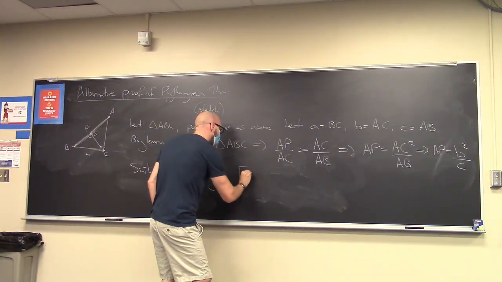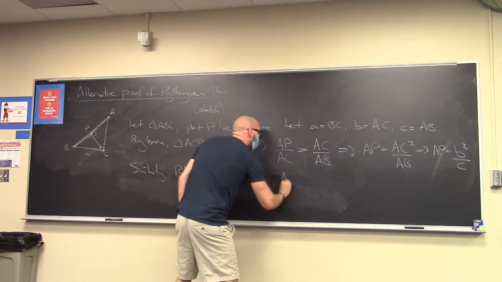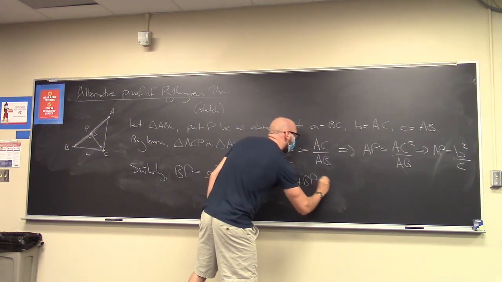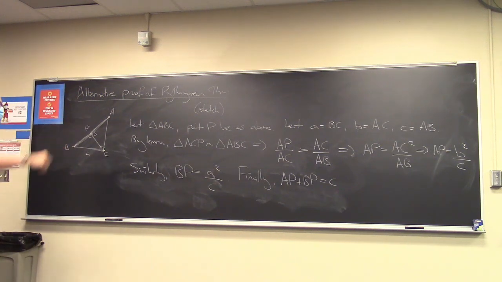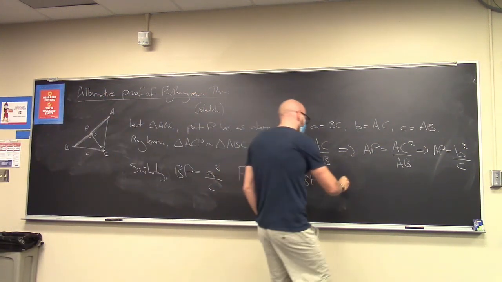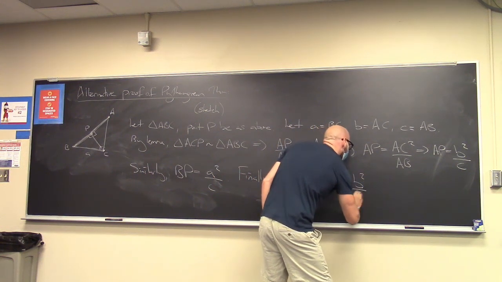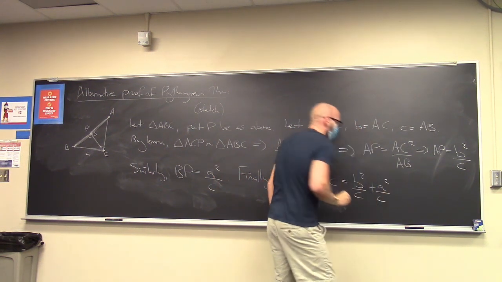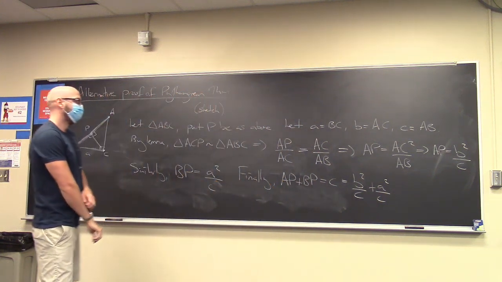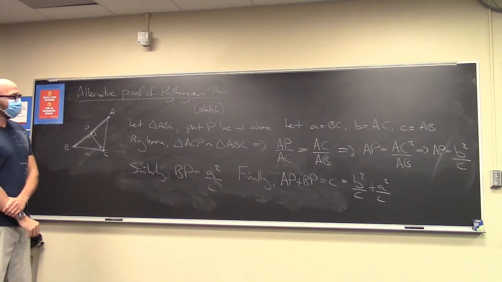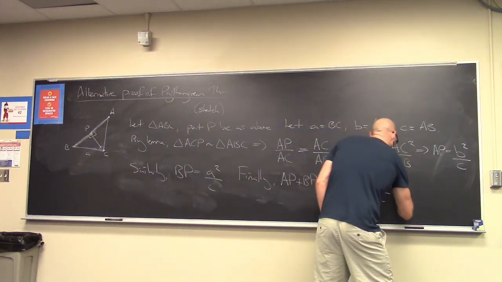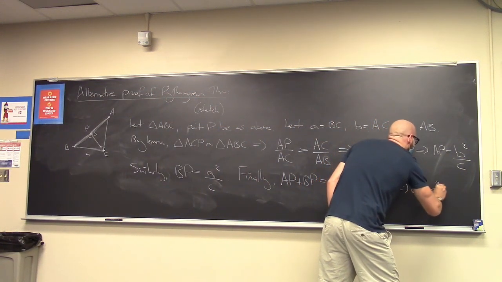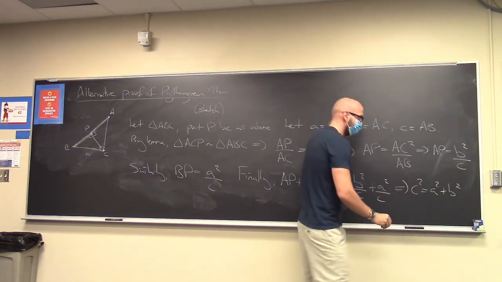So finally, AP plus BP, that equals C. But by adding these two equations together, I also know it equals B squared over C plus A squared over C. So how do you get the Pythagorean theorem from here? Multiply both sides by C, right? Which means C squared, and I'll just write it in the opposite order, is A squared plus B squared.